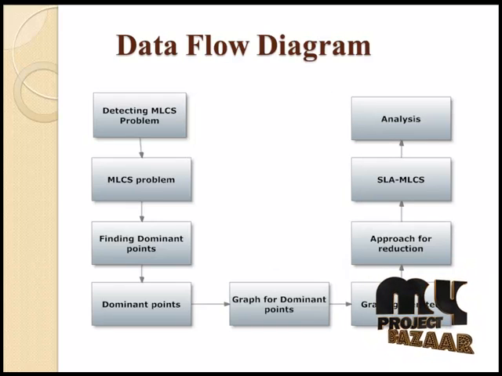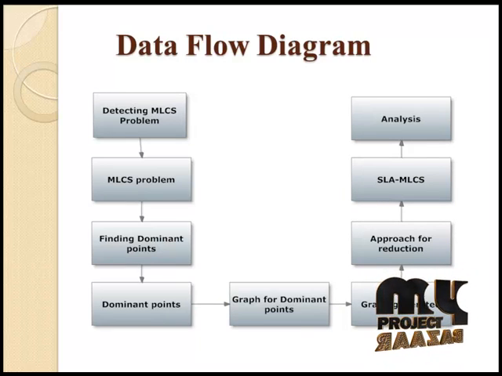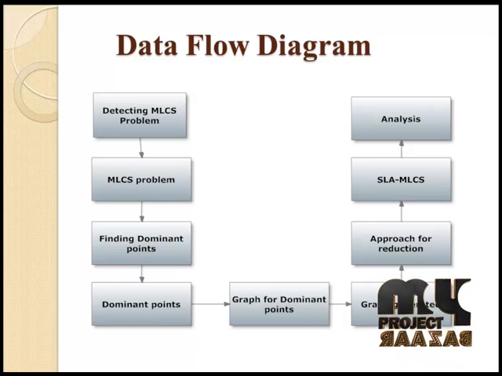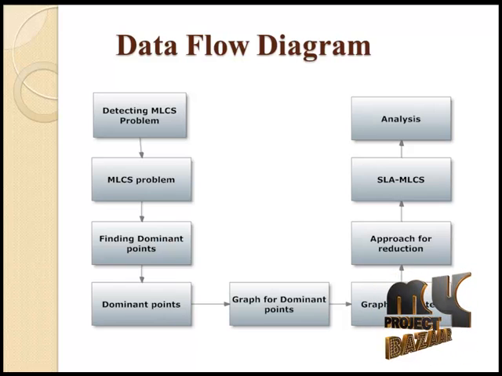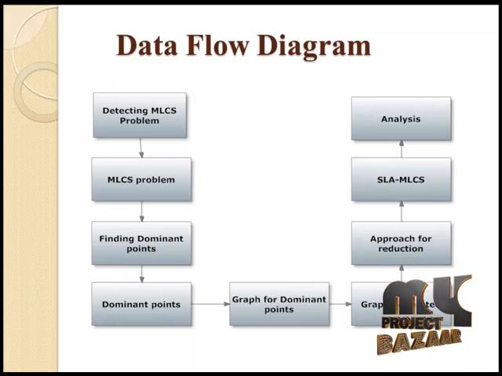This is our data flow diagram. First of all, we are going to detect all the MLCS problems that occur in our project. After we detect the MLCS problems, we are going to identify the dominant points. Dominant points are the files that are included in our project, and the file size can be calculated. After the dominant points are generated, they can be represented as a graph representation.